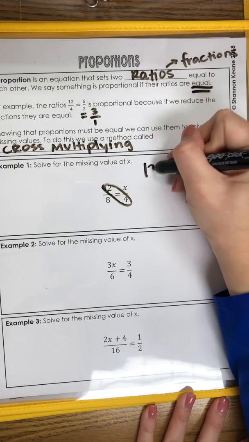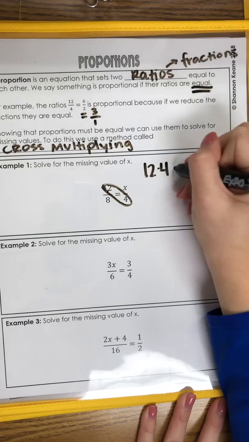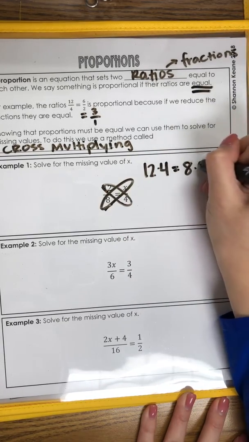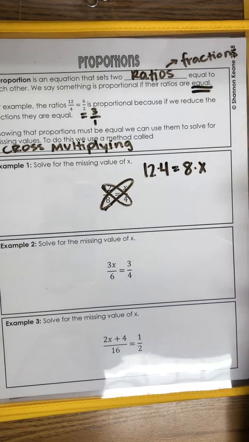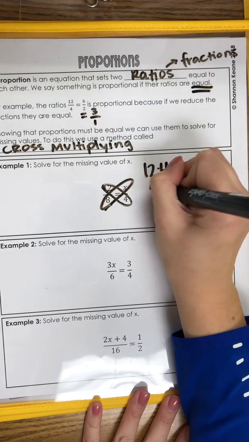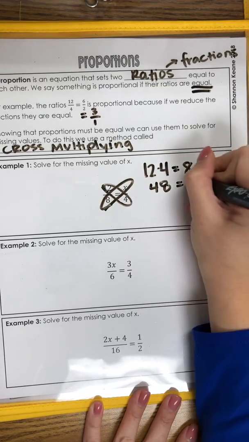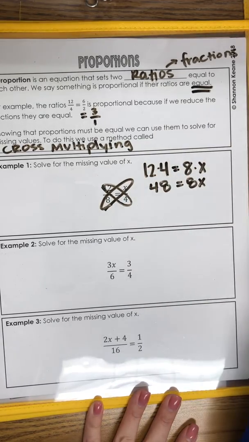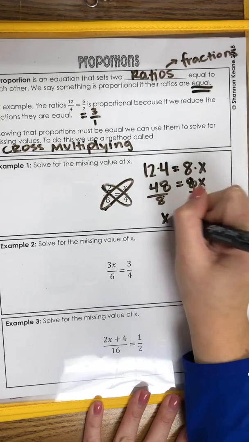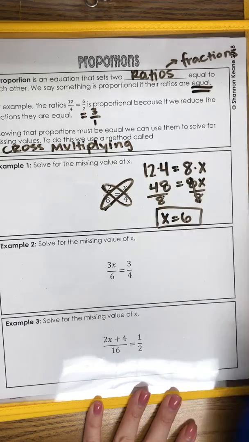So our first one we're going to do is 12 times 4, and then we can set it equal to our proportion of 8 times x. We can then simplify these, so 12 times 4 is going to give us 48. 8 times x is 8x. To solve for x, we're going to divide both sides by 8 to get that x equals 6.